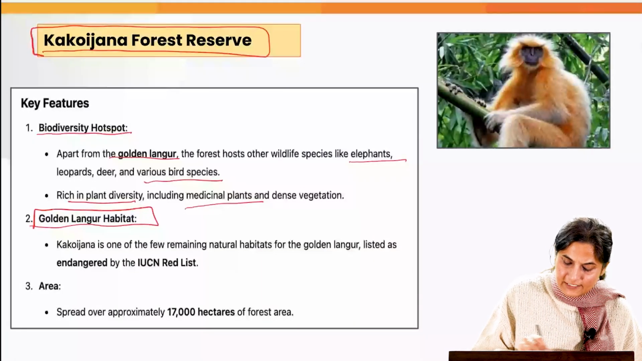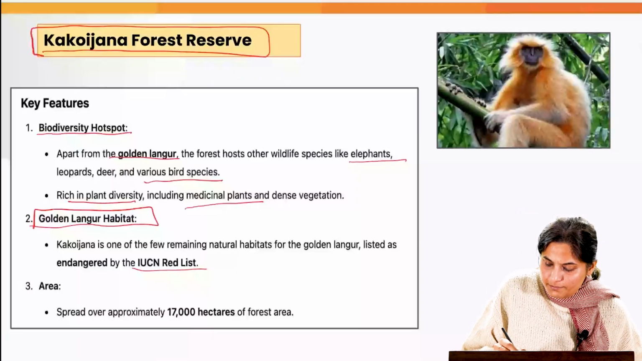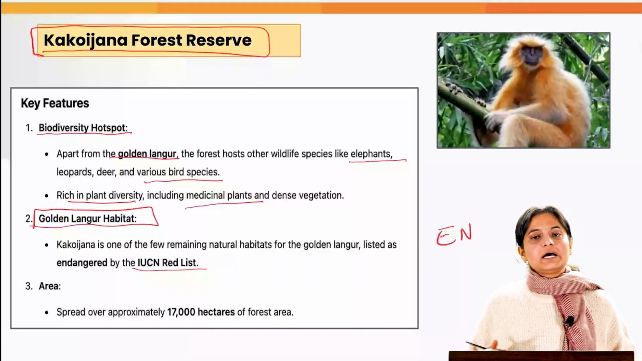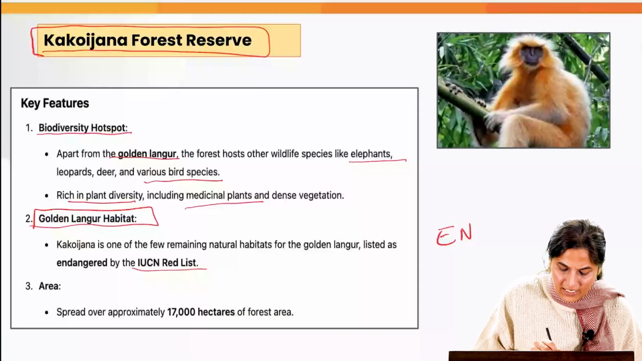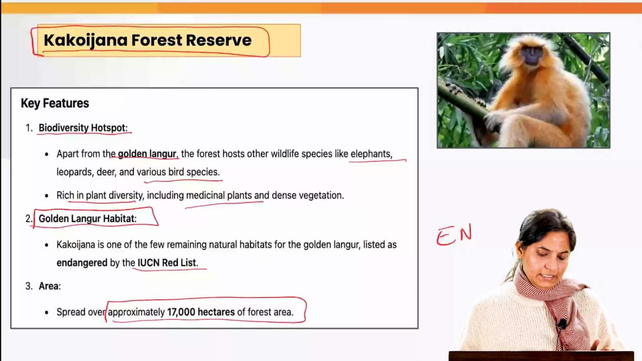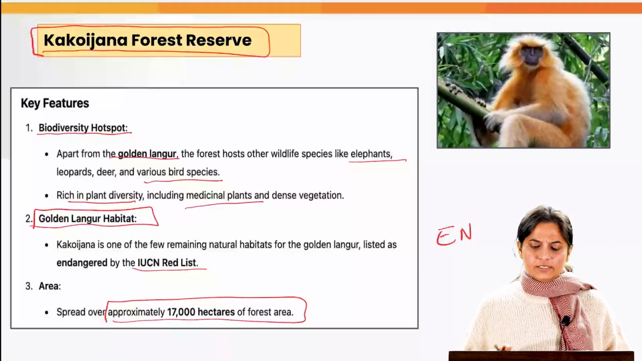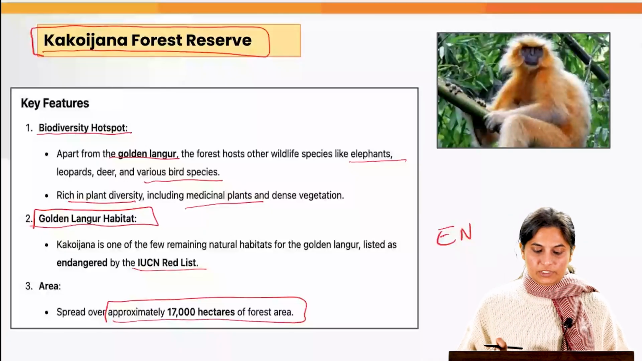Like I said, as per the IUCN Red List, it is in the endangered category. Please remember this category, as this could be asked as a prelims question in your upcoming prelims. And this Kakoijana Reserve Forest is about 17,000 hectares. You can just know this for your knowledge, so that it could be handy in answering a prelims question.